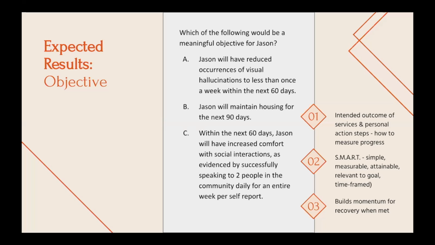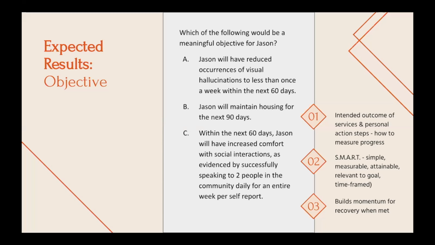Let's look at option B. Jason will maintain housing for the next 90 days. So, as I said previously, this could be a programmatic measurement that's being required. But given that he's had stable housing for some time now, I think it said 2 years, this would be a maintenance objective. It's measuring whether somebody has been able to maintain progress they already have. And so let's keep looking further to see if there's a stronger option to support Jason's recovery.